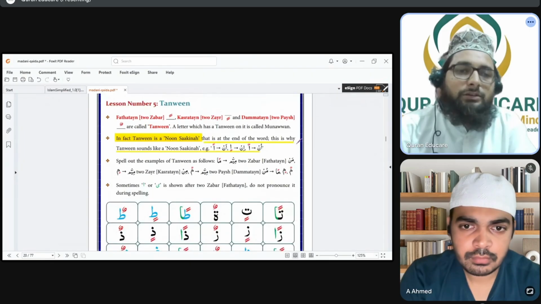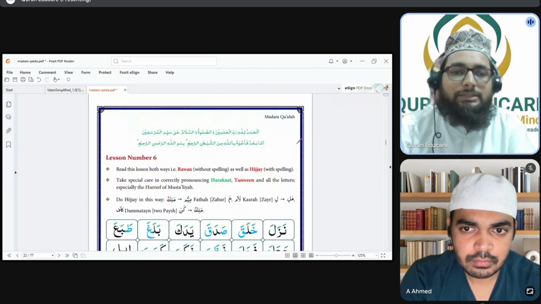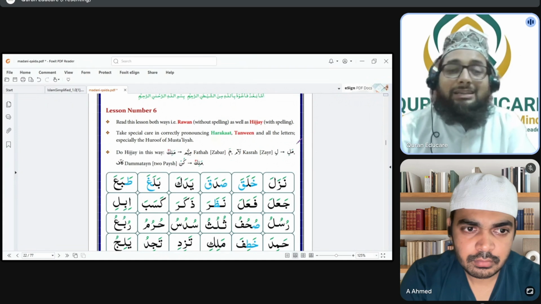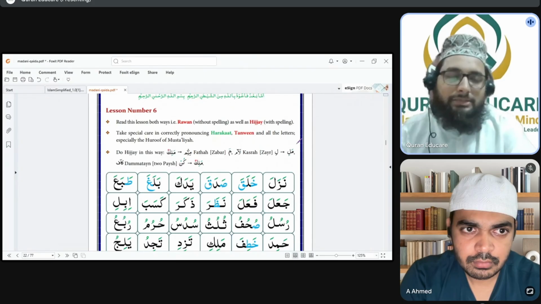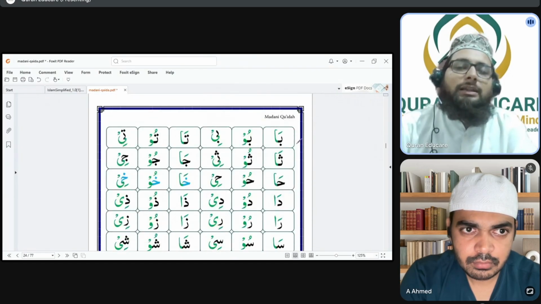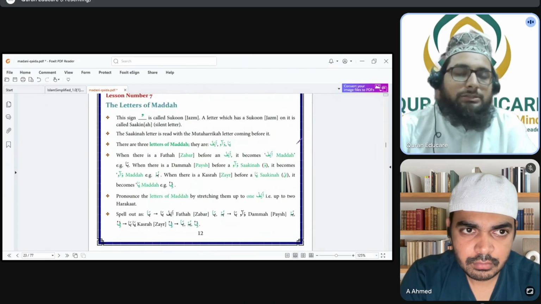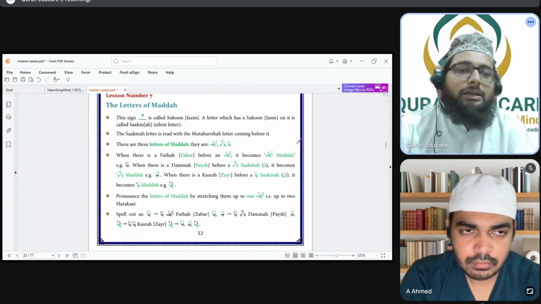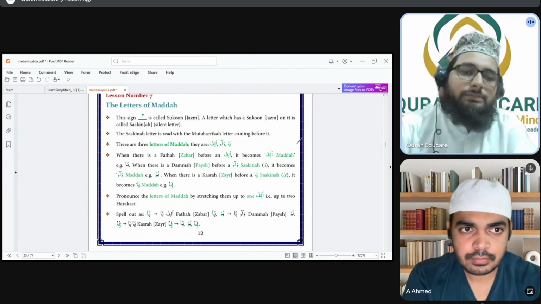In lesson number 5, we learn about the tanween, and again we differentiate our sound with the somewhat similar sound letters. Lesson number 6 is a practice of all previous lessons from lesson number 1 to lesson number 5. What we have learned, we apply in lesson number 6. And lesson number 7 is about the madda letters. We learn in detail about the madda letters, and we learn the concept of sakin or jazm.